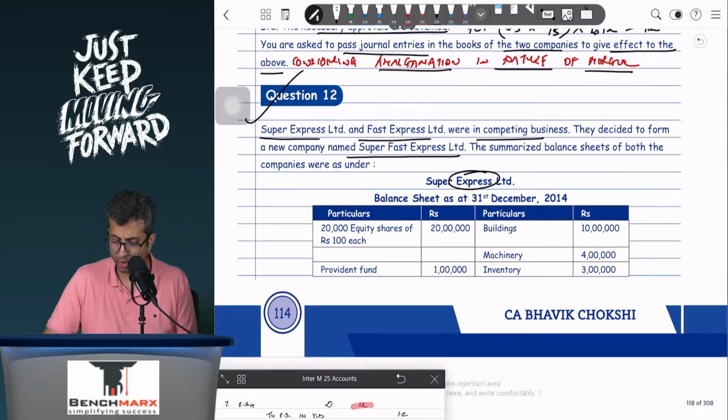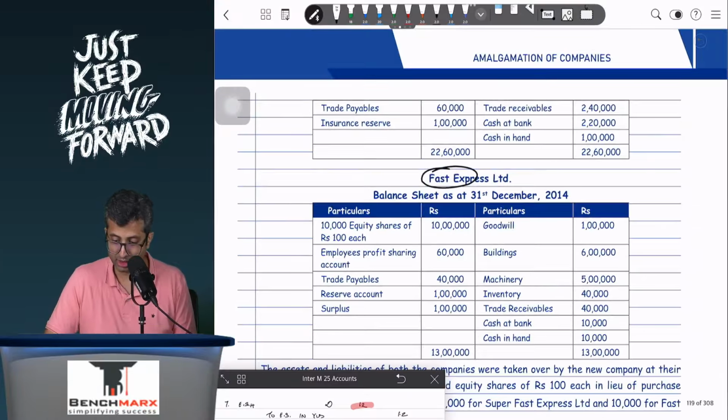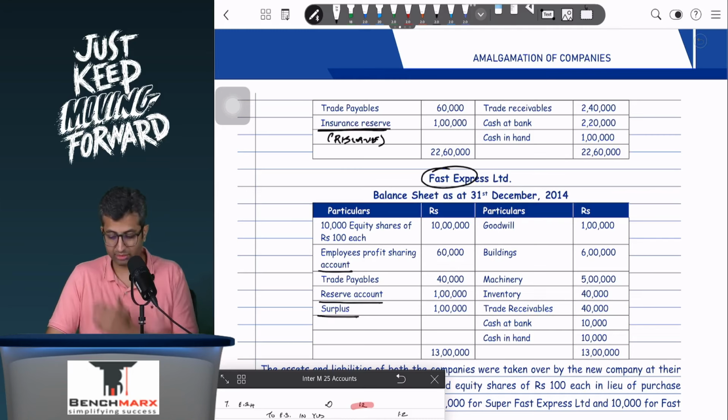Now when you look at Super Express, you have equity shares, provident fund. Remember, this is a liability. Provident fund is a liability. It has to be paid to the employees. Trade payables, insurance reserve. Insurance reserve over here, institute has assumed it to be a reserve. We will also treat it as a reserve. Employee profit sharing account, trade payables, reserve account, and then surplus. Now, employee profit sharing, we are not very sure. If you see the study material, they have clearly classified whether this is a reserve or not.